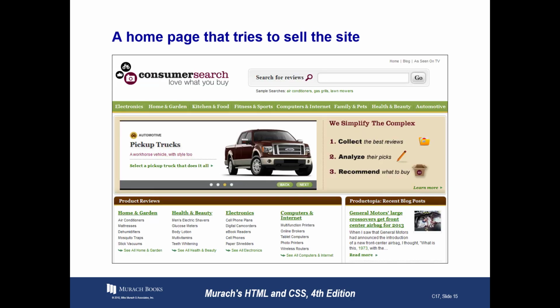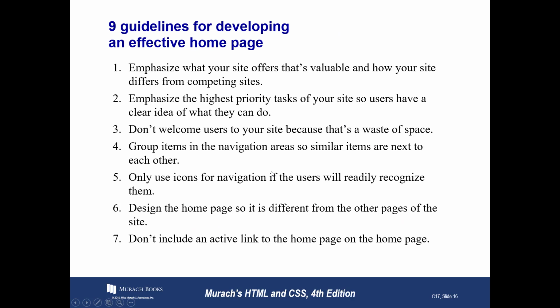If I was going to try to come up with a competing site to this site, I'd want to look at my competition, see what works for them. If I identify some stuff that I think doesn't work for them, make sure I don't have that in my site. Number 2, emphasize high priority tasks so users have a clear idea of what they can do.